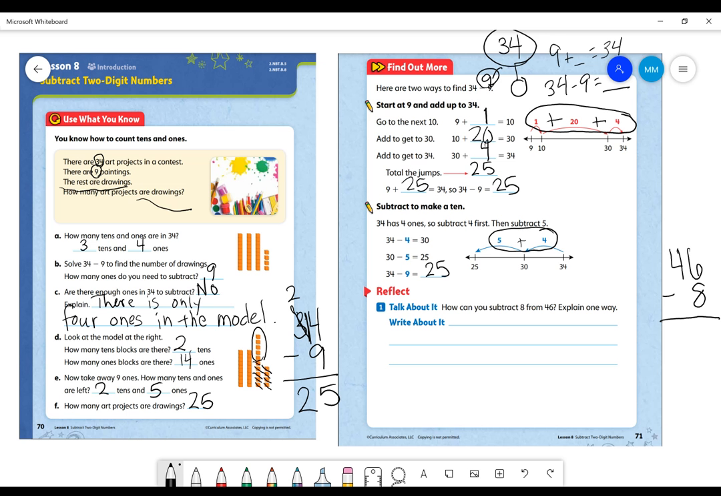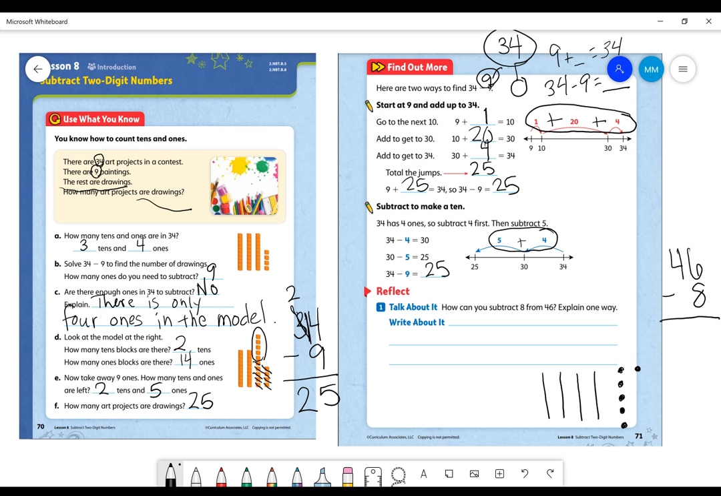And 46, how many tens do I have? I have 4 tens, so 10, 20, 30, 40, and 6 ones. So I'm going to draw 6 ones. So 40, 41, 42, 43, 44, 45, 46. Now looking at my whole, I do not have enough ones to take away 8. So what can I do so that I have enough ones to take away 8?